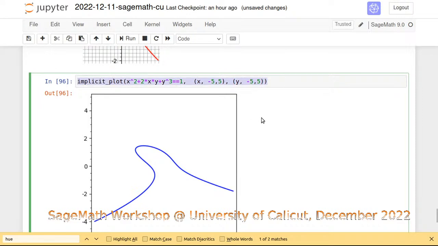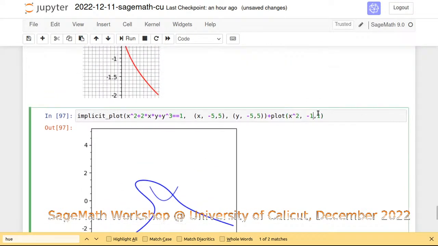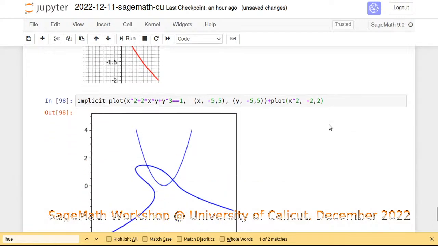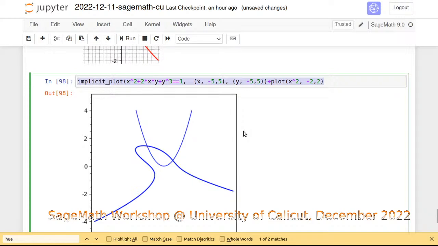So you can define functions like this. You can plot, and you can club implicit plot and plot. There is no problem. Plot x square within minus 1, 1. You can club these two. This is very small. Maybe we can change it to 2. Plot and implicit plot can be clubbed. So any two types of plots can be clubbed.